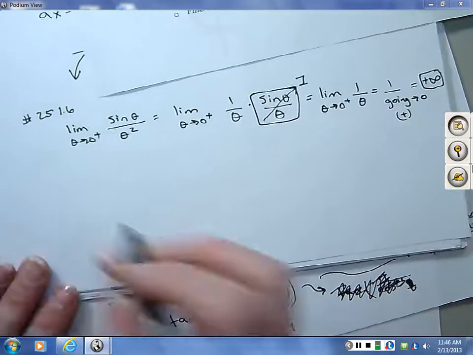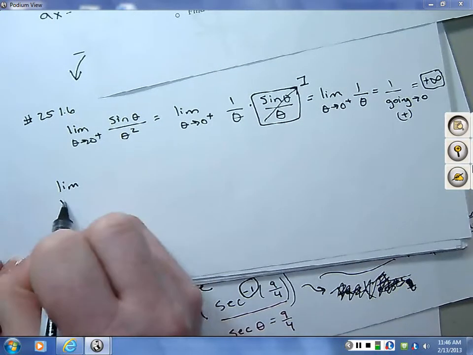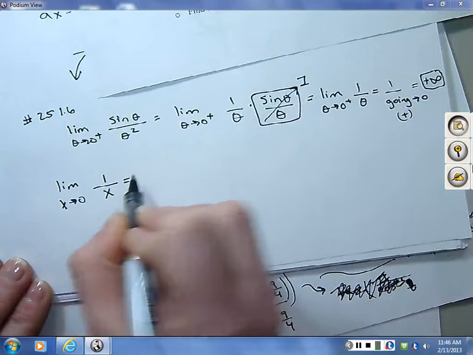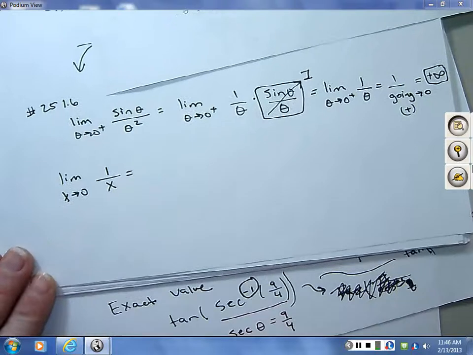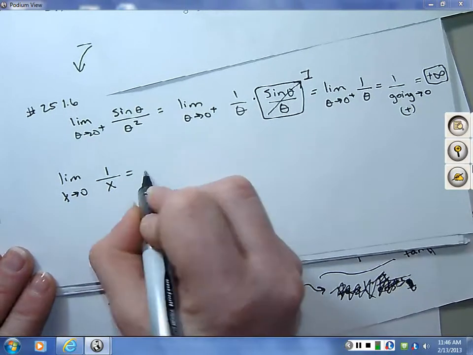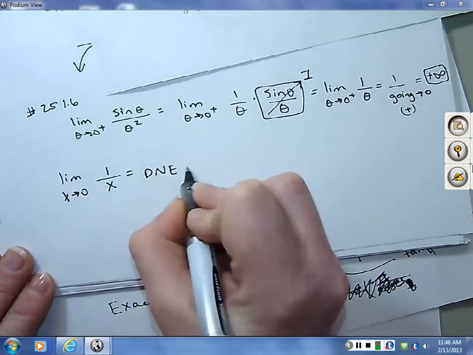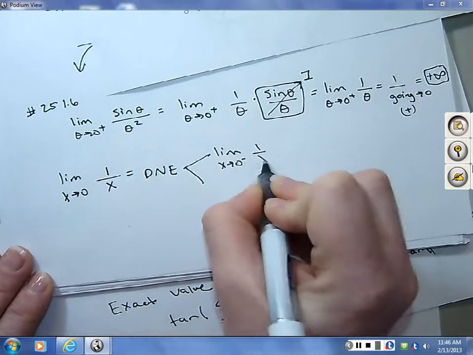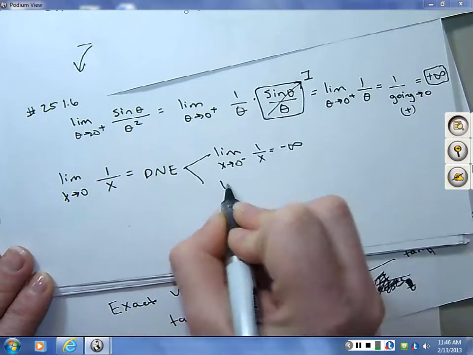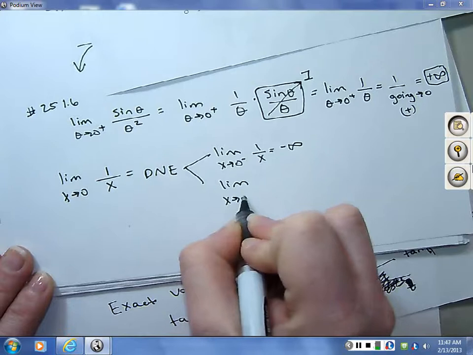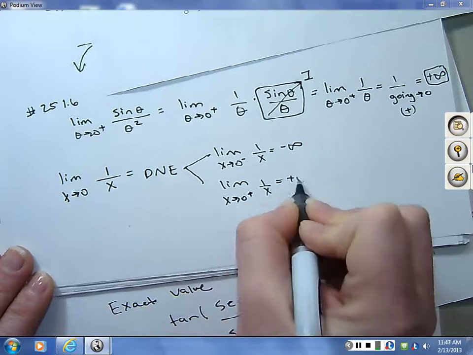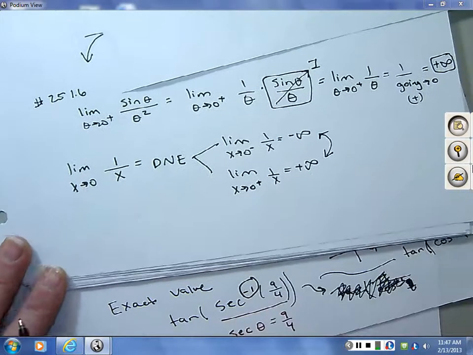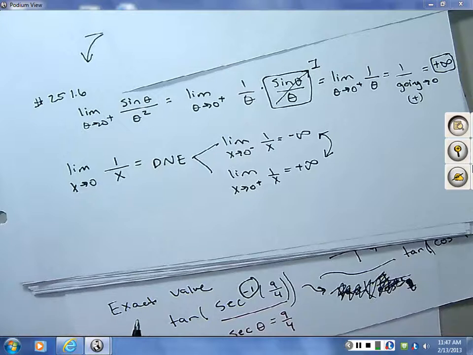If I asked you the limit as x goes to 0 of 1 over x. Does not exist. Very good. The reason why it doesn't exist is because the limit as x goes to 0 from the left goes to minus infinity, and the limit as x goes to 0 from the right goes to positive infinity, right? And they don't equal each other. Do we have to show that to get full points? No, if you say doesn't exist, that would be fine.